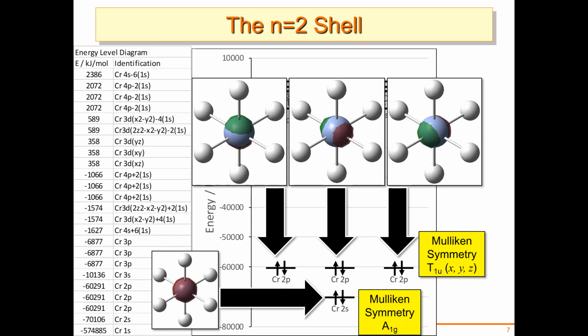So why are they so small? Because chromium has a lot more protons. Let's look at chromium here. It's got 24 protons, so 24 protons pulling those electrons in. It's Coulombic attraction. So those 2s orbitals are held so tightly close to that nucleus that they're very, very small.